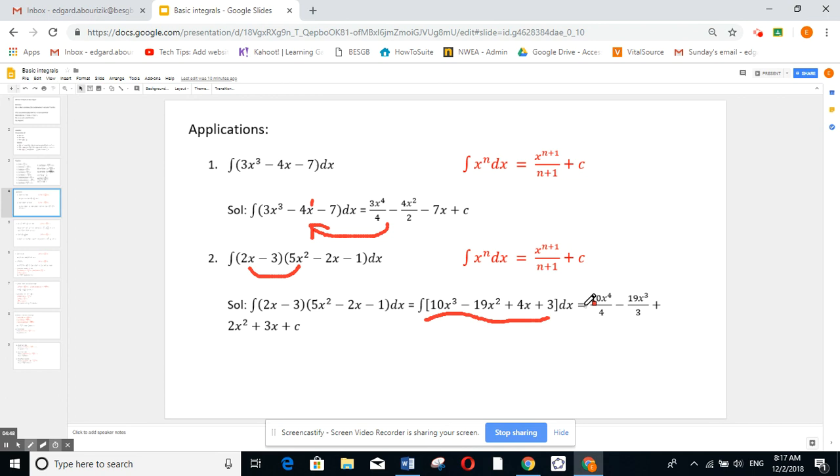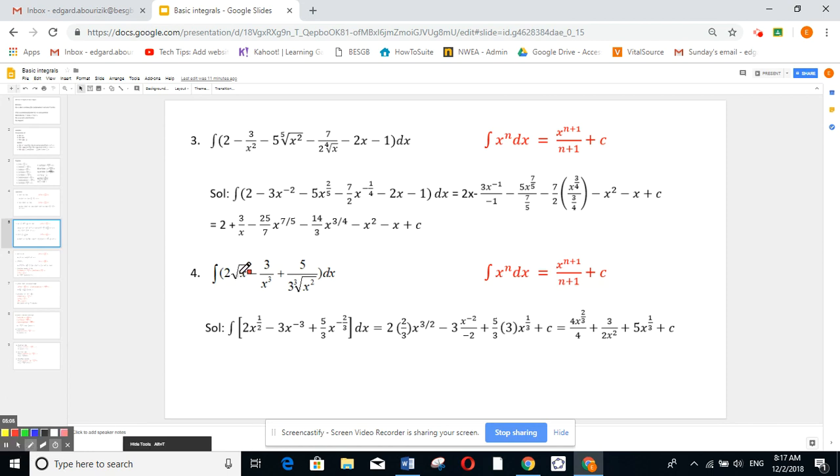You're going to find the antiderivative. So it's of the form x^(n+1) over n+1. So 10x^4 over 4, minus 9x^3 over 3, plus 4x^2 over 2, which is 2x^2, plus 3x, plus c.